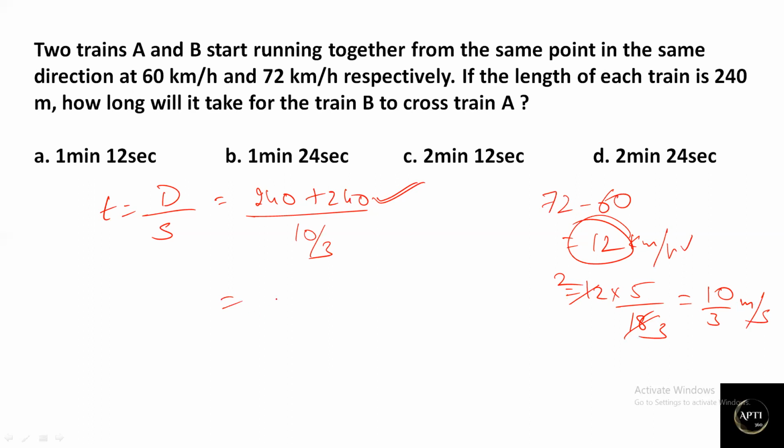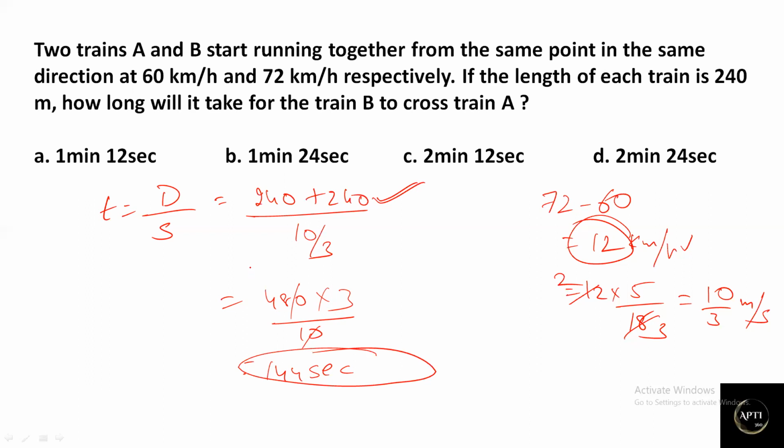Now what is 240 plus 240? 480 into 3 divided by 10. 0, 0 will get cancelled, and 48 3 times. 4 3 times is 12, 8 3 times is 24. So 144 seconds. The final answer is 144 seconds.